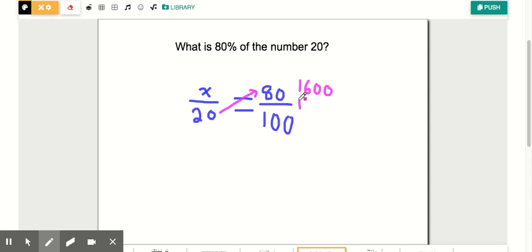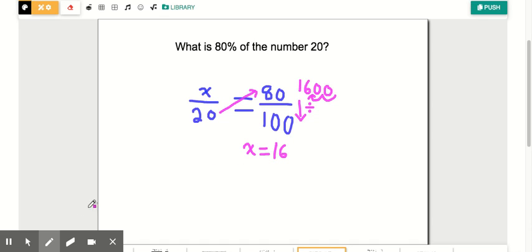Okay, I'm going to take that and divide by 100. Remember, the nice thing is when we divide by 100, we just move our decimal point to the left 2 places, and I have 16. So if you want to do this part too, X equals 16.